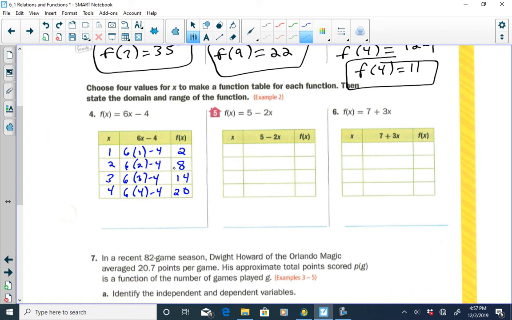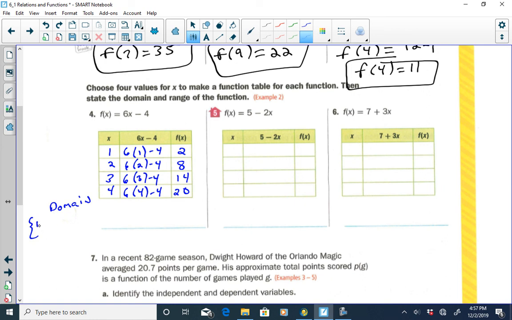When the input's 2, our output is 8. When the input's 3, the output's 14. When the input's 4, the output's 20. They want us to state the domain and range, right? So the domain, right? The domain is simply, right? We write it this way using a little bracket.